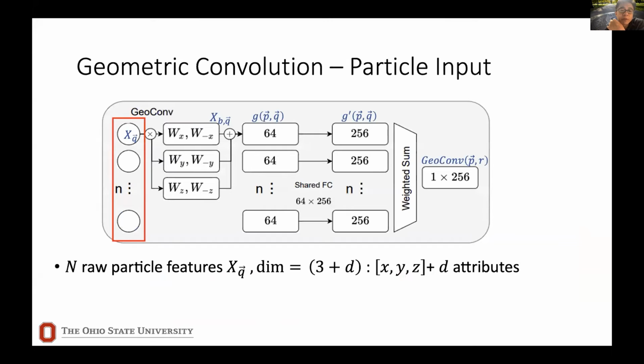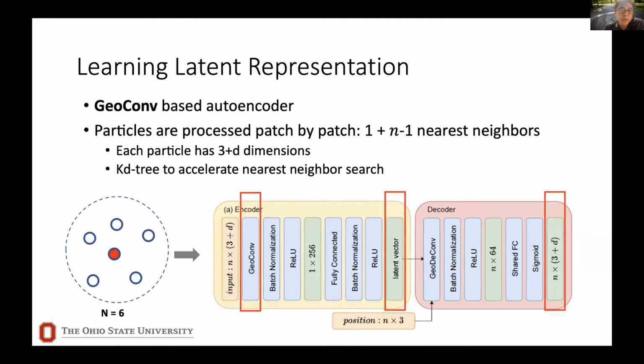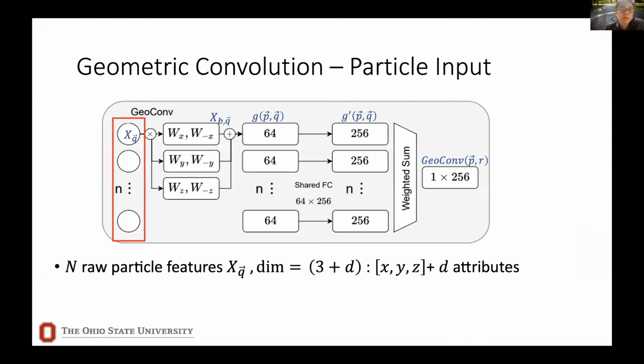For the geoconv component, we enter n particles into this encoder, and geoconv plays an important role. Each of the n particles has dimension 3 plus d. Every particle has an XYZ location, so that is 3 dimensions, and we assume the particle carries d attributes. So we can consider each particle as a feature vector, x_q, represented here. I have n of them as input, and each x_q has 3 plus d dimensions.